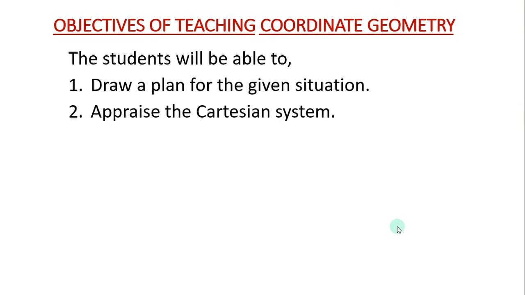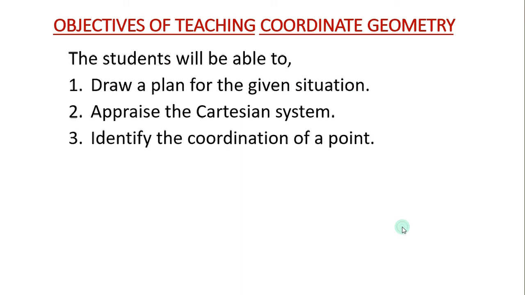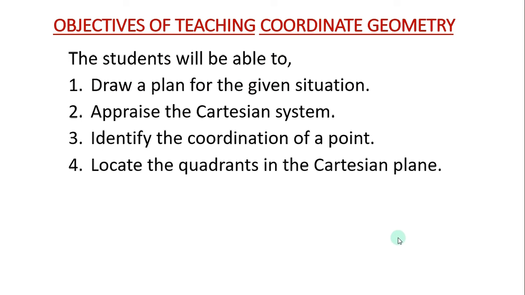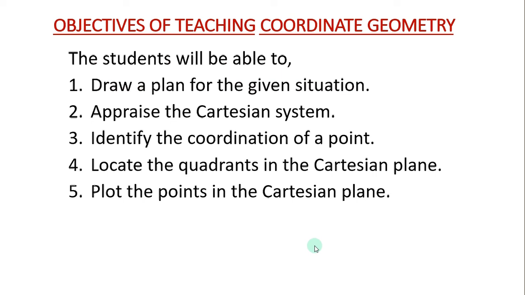Apply the Cartesian system, so they can use the Cartesian system. Identify the coordinates of points, the x coordinate and y coordinate. Locate the quadrant in the Cartesian plane. So x-axis and y-axis. What are the quadrants? Four quadrants will come. They come to know the first, second, third and fourth quadrants, and the signs of the coordinates x and y in each quadrant. They will know that. Plot the points in the Cartesian plane. If you give the points, they will be able to plot them in the Cartesian plane.